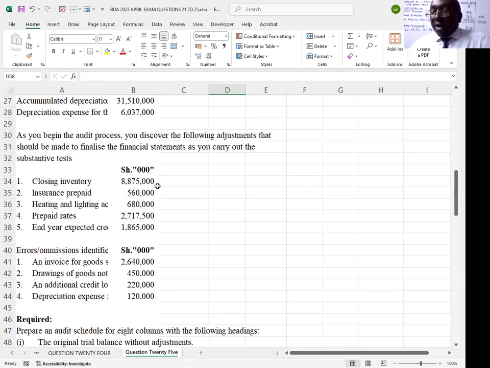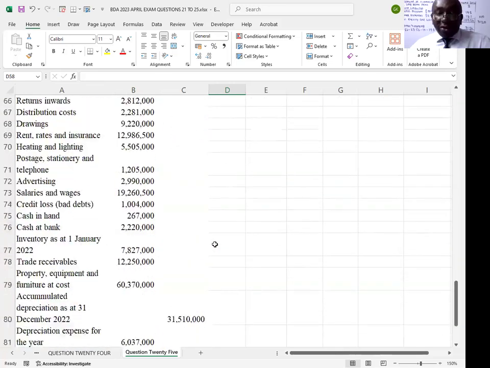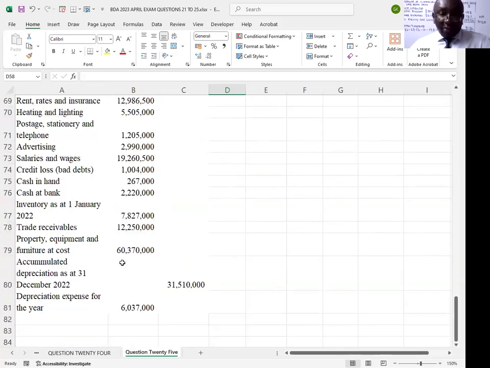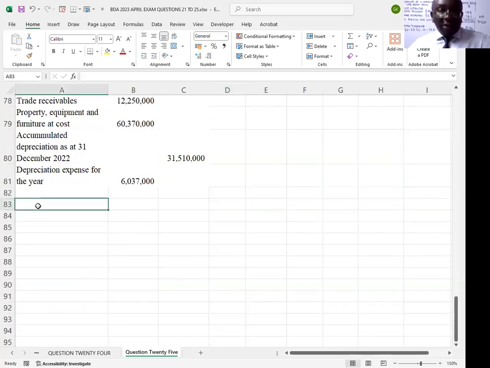Now, if you remember how we prepare the income statement, closing inventory appears at the bottom where we subtract it. And it is also part of the current assets. It's part of what goes to the statement of financial position as a current asset. Because it is not mentioned anywhere in these items, we shall come here and talk of the closing inventory.